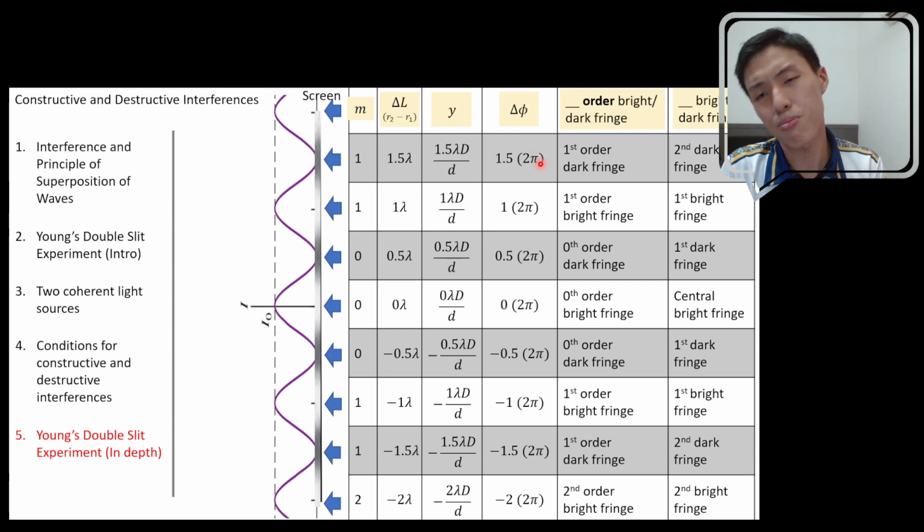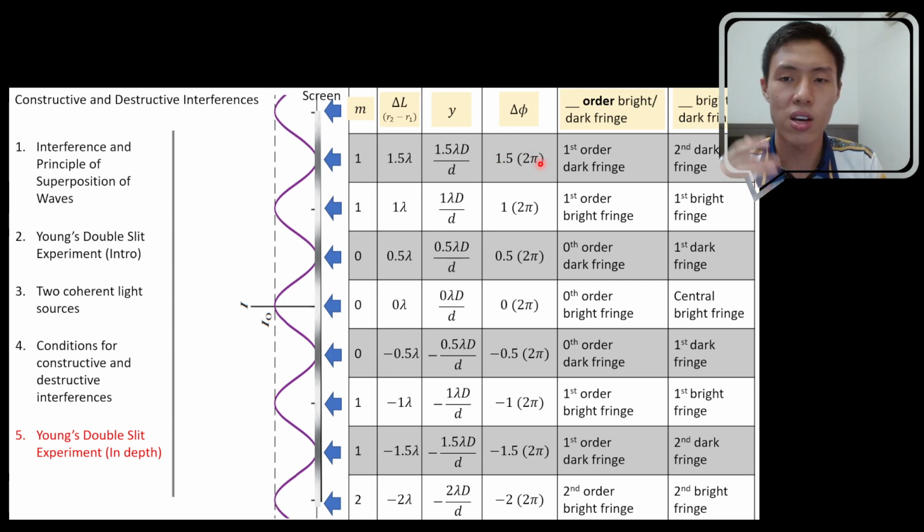So this is a complete description of what you can observe for a double slit experiment. This is the pattern, and this is the path difference, the phase difference, the distance from the central bright, and how you name all of these fringes.